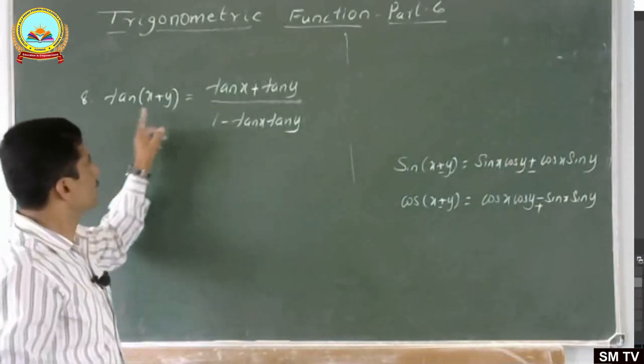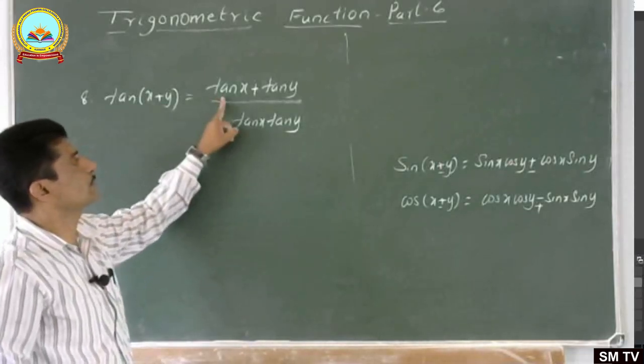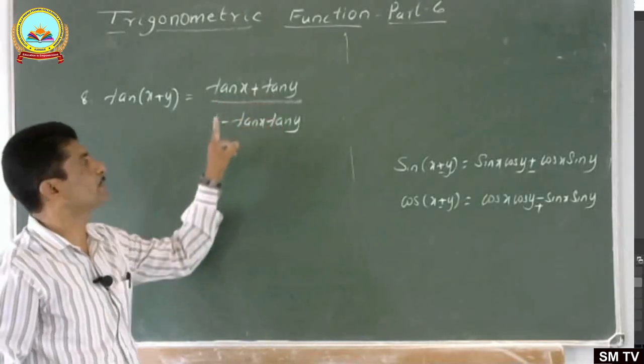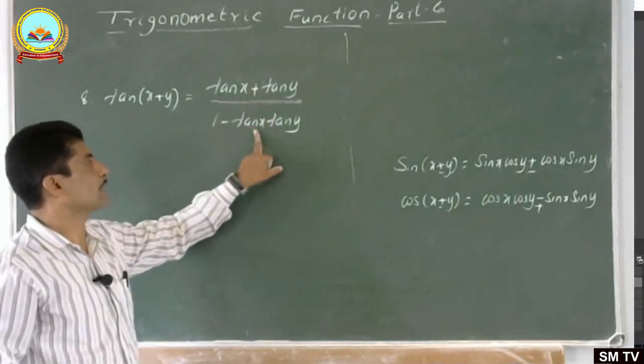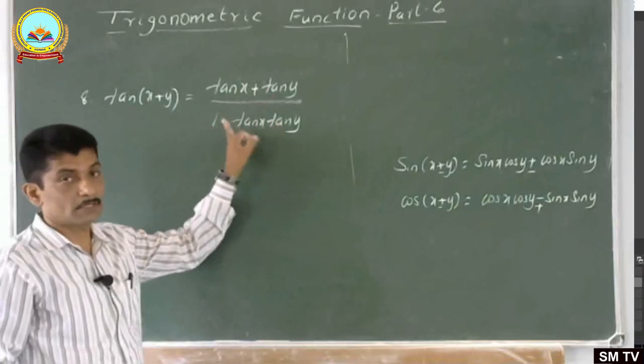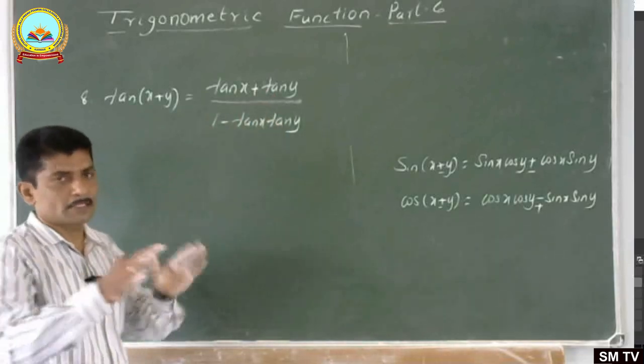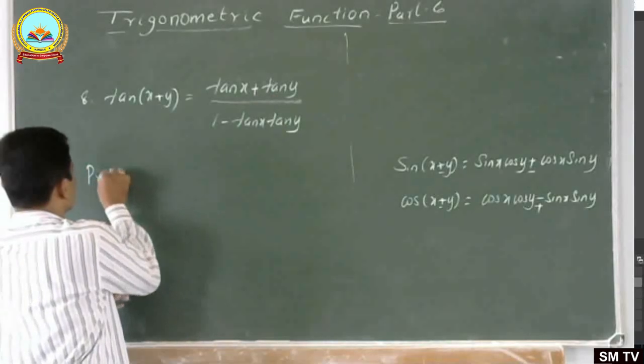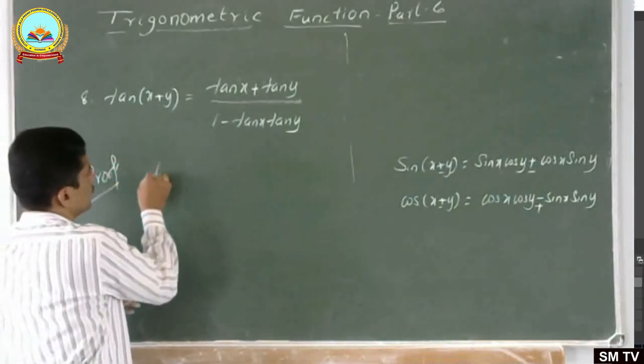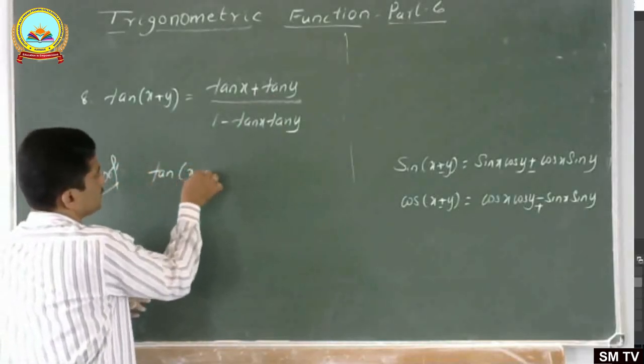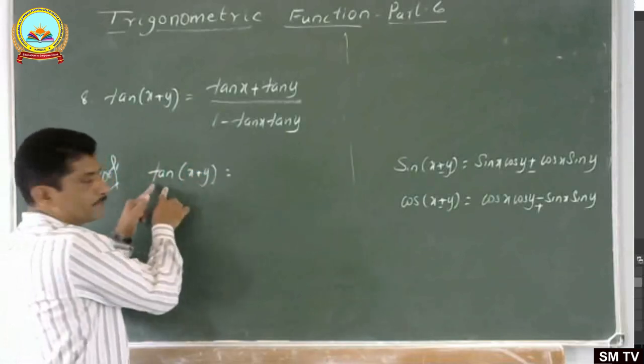Proving this result, and similarly tan of x minus y is equal to tan x minus tan y divided by 1 plus tan x into tan y. The proofs are very simple. Using the previous result, here we can take tan of x plus y, just using the definition of tan.